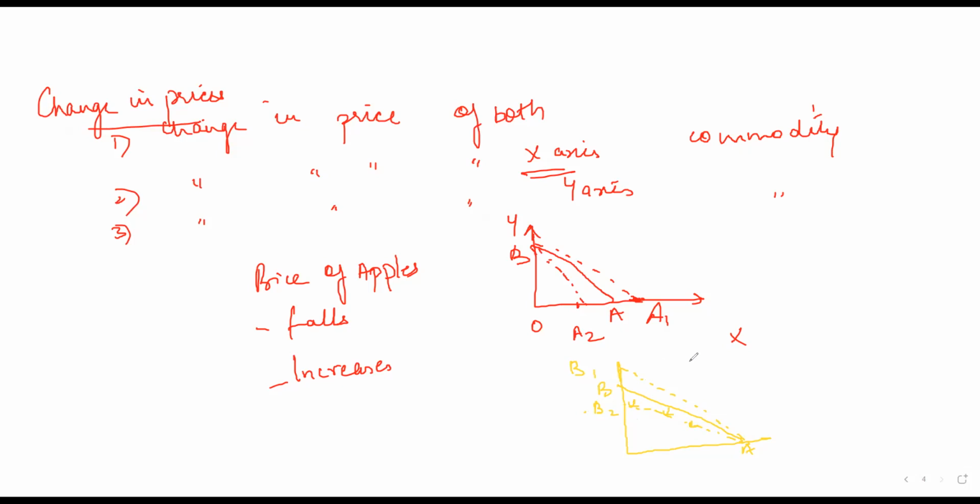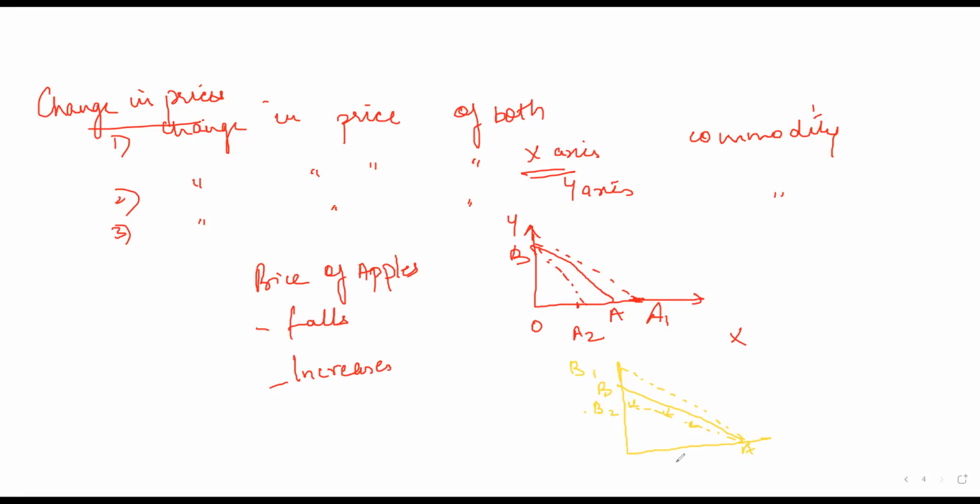So this means that whenever there is a change in the price of bananas, the budget line will shift, whether it is an increase or decrease. And if there is a change in the price of apples, then also the budget line will shift. So in this case, it shifts from AB to A1B due to a decrease in the price of apples, and from AB to A2B due to an increase in the price of apples. And in the lower one, the budget line has shifted from AB to AB1 due to a decrease in the price of bananas, and from AB to AB2 due to an increase in the price of bananas.